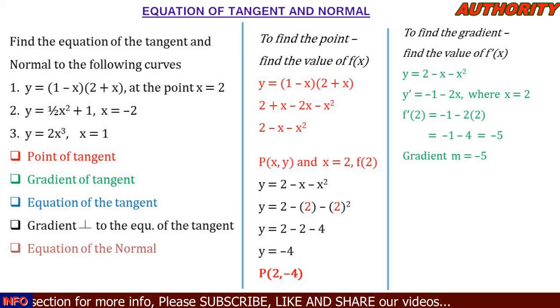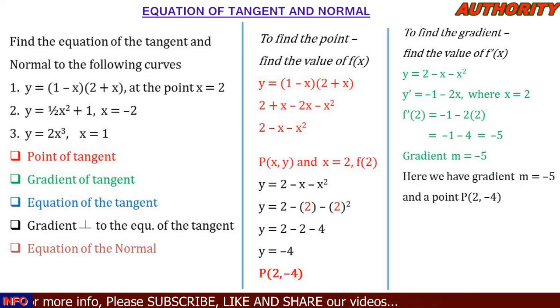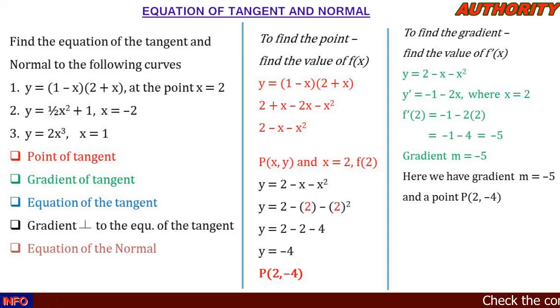Here we just discovered that we have gotten the point P, (2, minus 4), and then we have also gotten the gradient, which is m equal to minus 5. And then in the previous one, we talked about the equation of a straight line. We have different conditions, based on the information or the available parameters given to you, that we use to form the equation of a straight line.